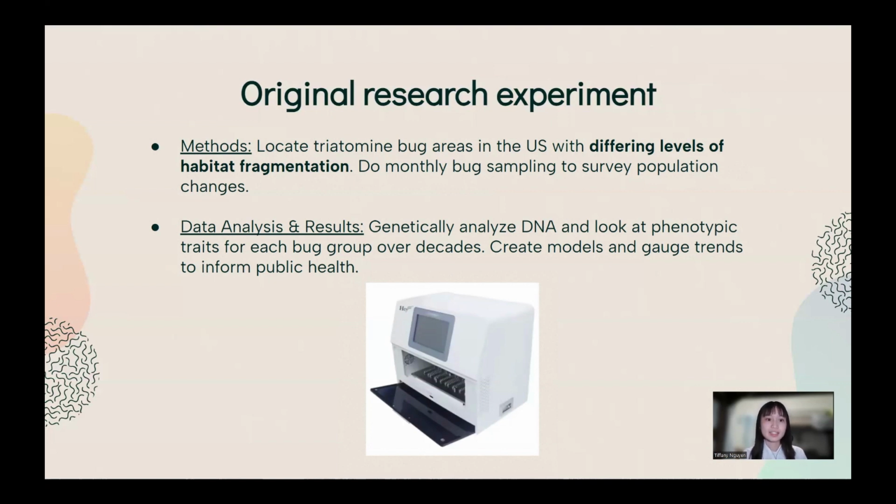In the data analysis and results portion, we're going to genetically analyze the DNA of the triatomine bugs and look at the phenotypic traits for each bug group over decades. We're going to use machines like this DNA sequencer to really assess the changes. And with that, we can gauge the trends as well as create models that will help us inform future public health decisions related to Chagas disease. And that is our original research experiment.